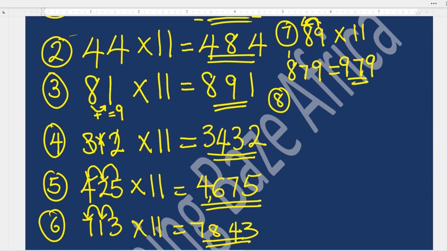Okay, number 8. Now, what if we have 75 times 11? Write down 7, write down 5, that's the first and the last digit, give a space in between, then add the two digits together. 5 plus 7 is 12. Write 2 down at the middle, carry 1 over to the next digit. So 1 plus 7 is 8. That's 825.